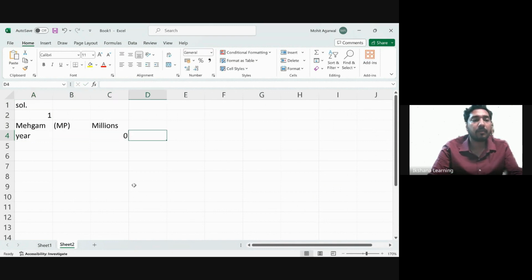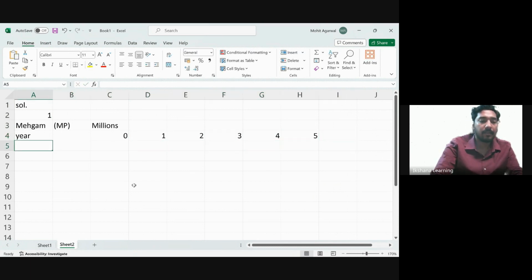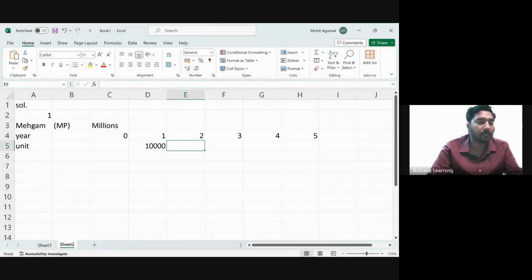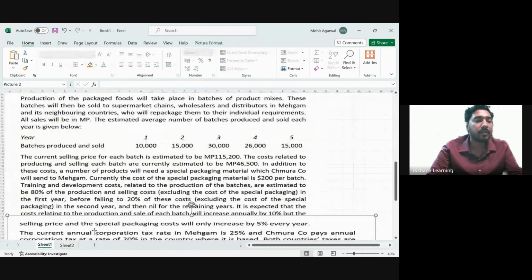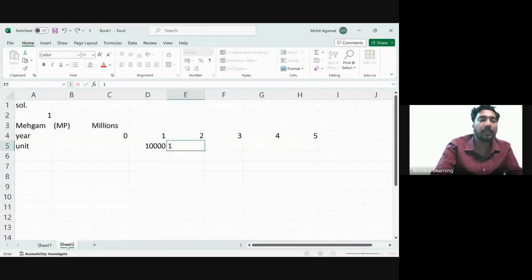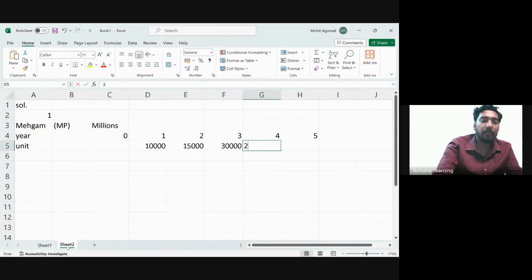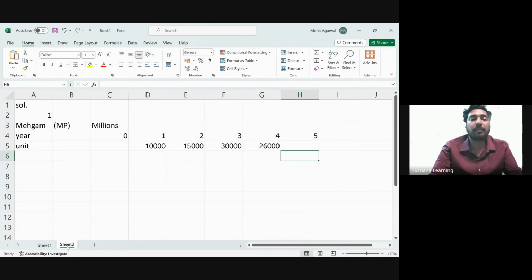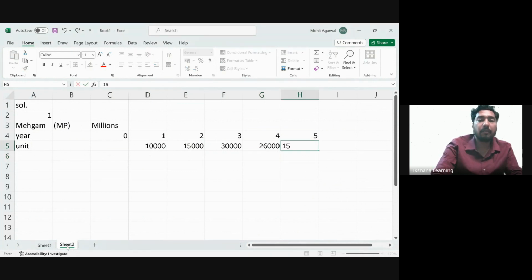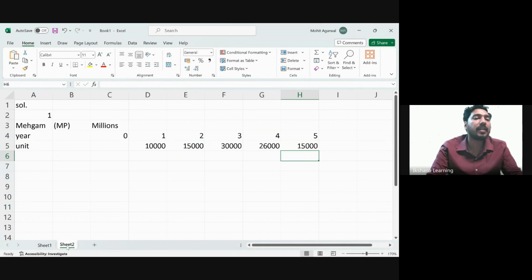0, 1, 2, 3, 4, and 5. Let's also write the unit part. So in the first year, the units are 10,000, right? 10, 15, 30, 26, and 50. So 15,000 is the unit for the second year. Then we have 30,000. This data will be frequently useful. So instead of typing again and again, let's write these data one time so we can use them again whenever required.